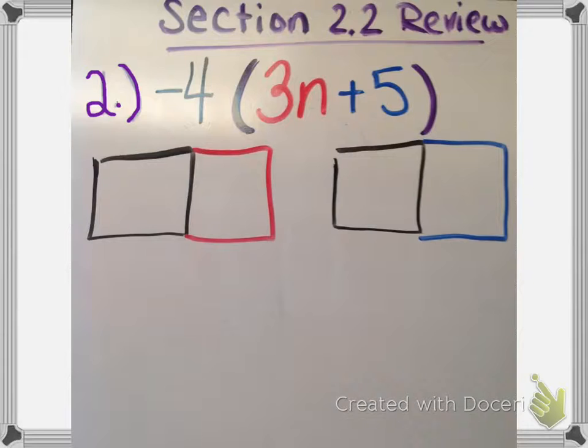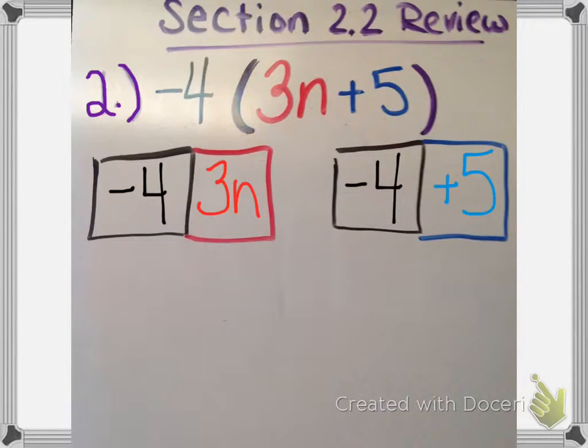Number 2, negative 4 times the quantity of 3n plus 5. What is your answer first? Remember that we're sharing the negative 4, so the negative 4 goes in the black boxes. Then you bring down the red 3n and the blue positive 5.